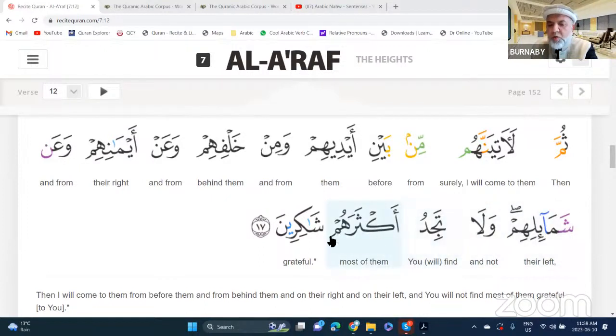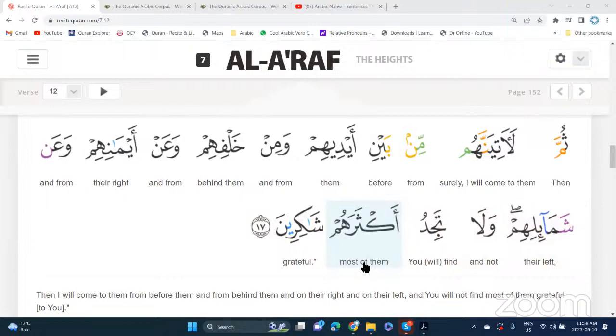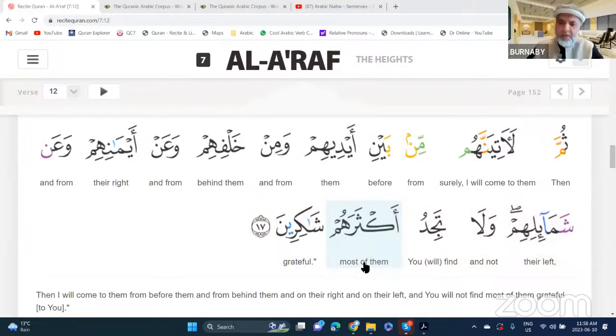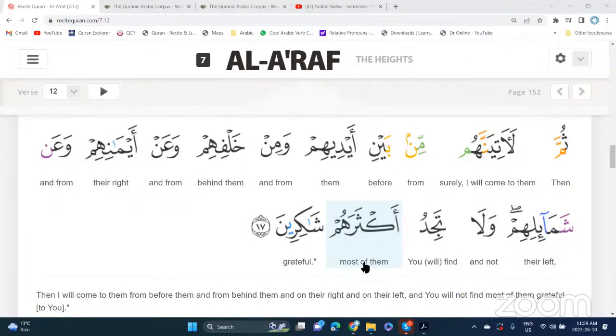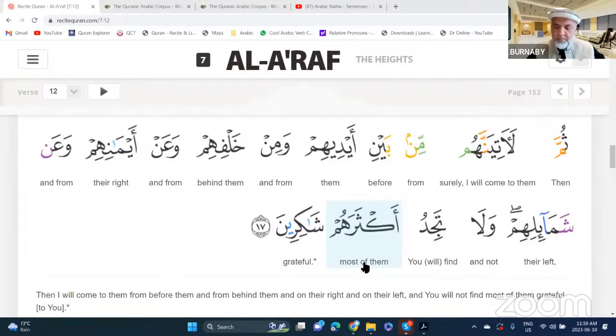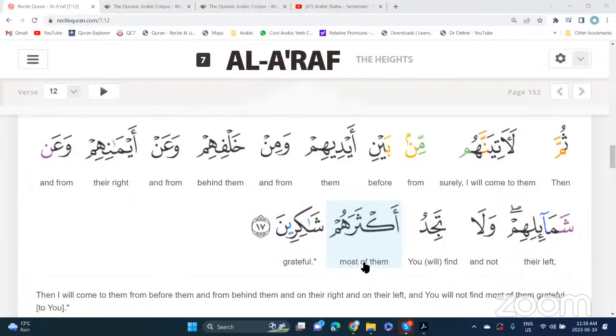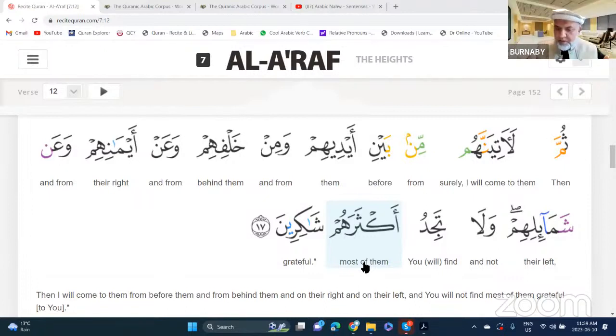Wa la tajidu aktharahum shakirin. Aktharahum, mudaf, mudafin ilayhi. Most of them. Do you see the word of in there? So he said, now I'm going to give you this commitment that I will attack them from everywhere and you will not find most of them shakirin. Isn't that a fact right now? Out of 6 or 7 billion people, only a handful or one third of them are on guidance. And even the Muslims, who are supposed to be the mu'mineen, are all the Muslims on guidance? No. Aren't there people among Muslims who are astray and misguided? Of course. So overall, according to this ayah, most of them are not the grateful ones, right?